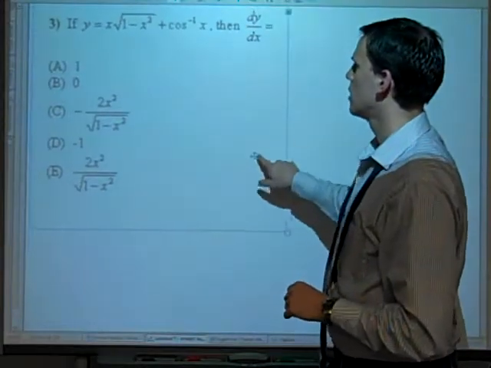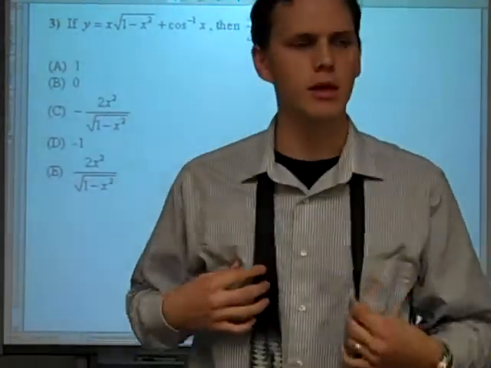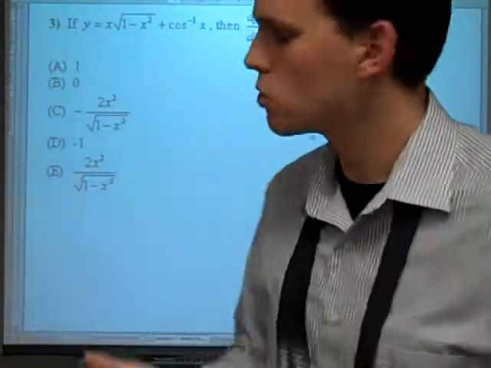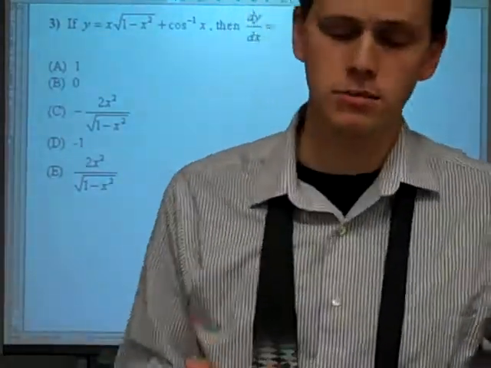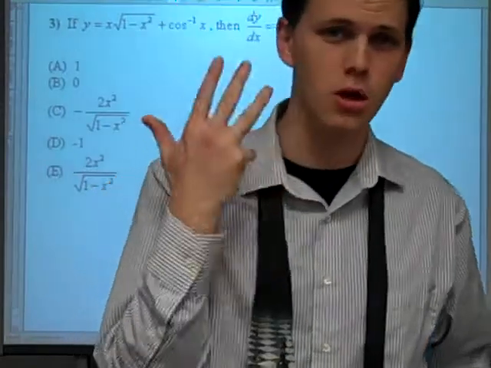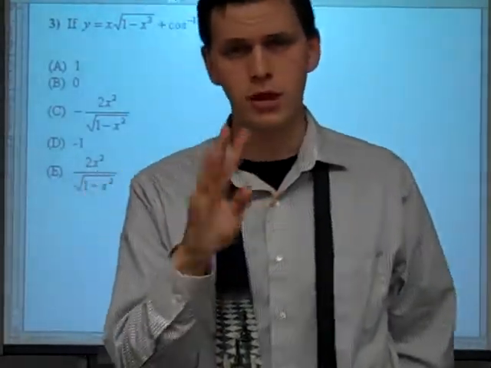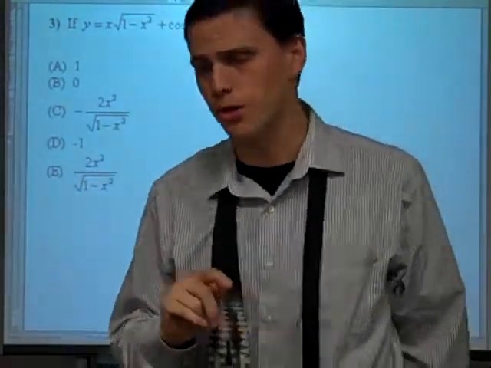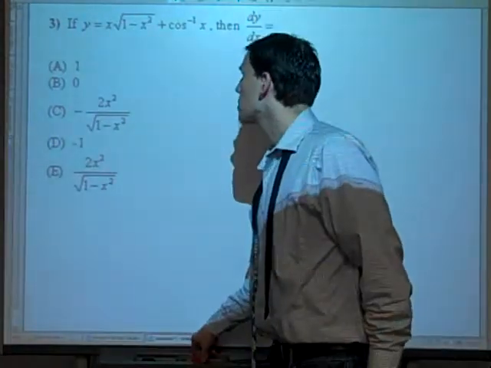But anyways, problem number 3 is a little bit trickier. We got a product rule going on, we got some chain rule going on, we got some derivatives of inverse trig functions going on, then we've got some algebra simplification going on. So those are the four things that we need to be concerned with on this problem. So I'm going to get started.